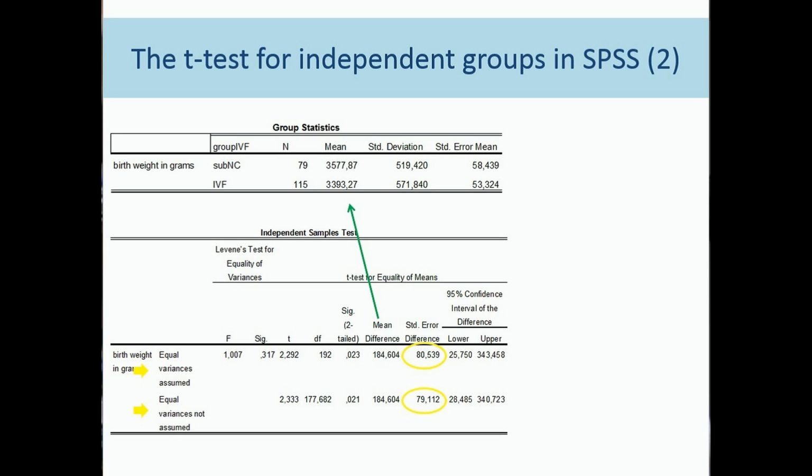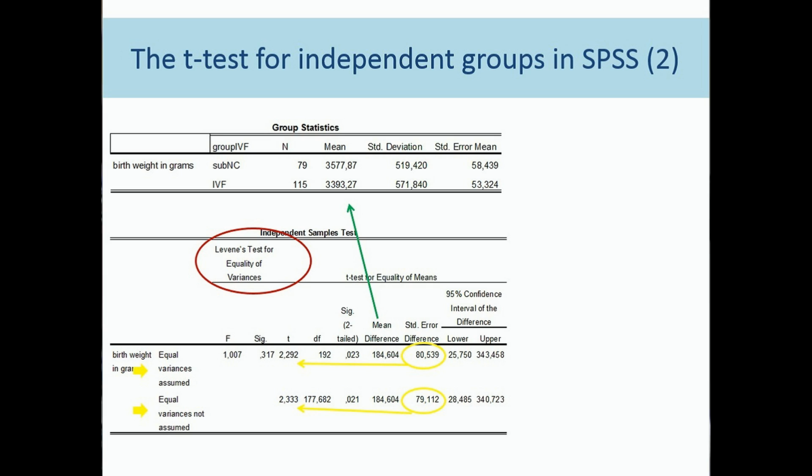Both t-tests have their own t-value. The t-value is calculated by taking the mean difference, 184.6 for example, divided by the standard error. It will lead to a t-value of 2.29 for the t-test assuming equal variances. For the other t-test, 184 divided by 79 will give a value of 2.33. How do we know which of the t-tests we have to use?